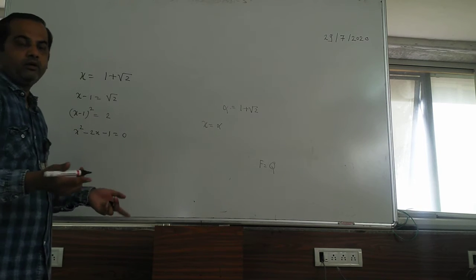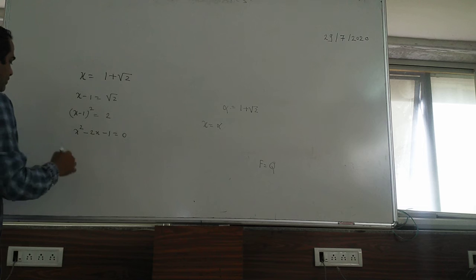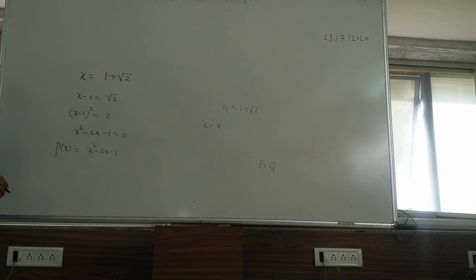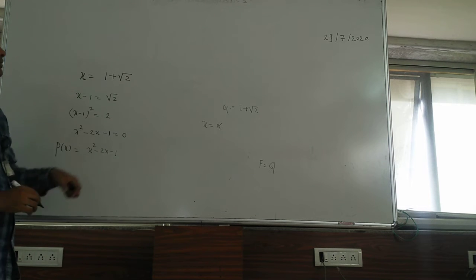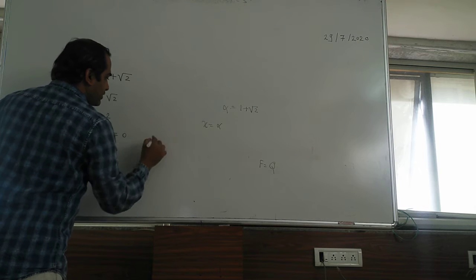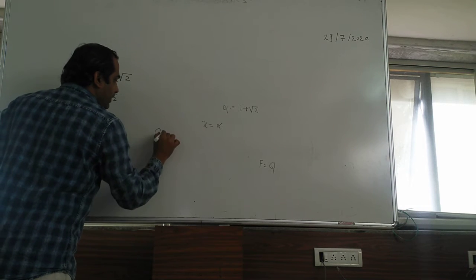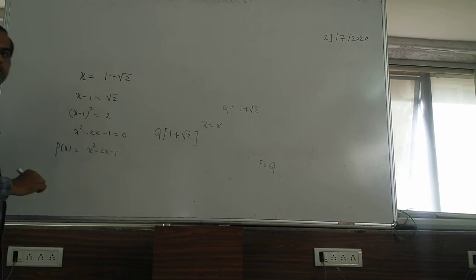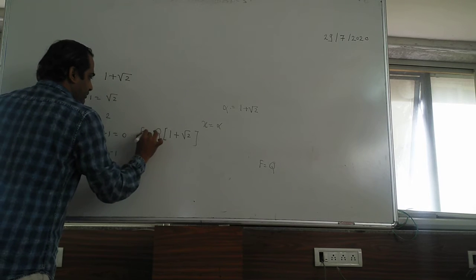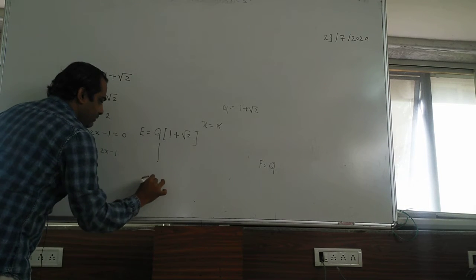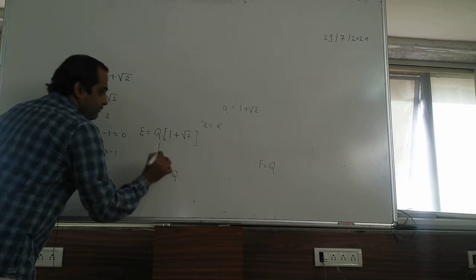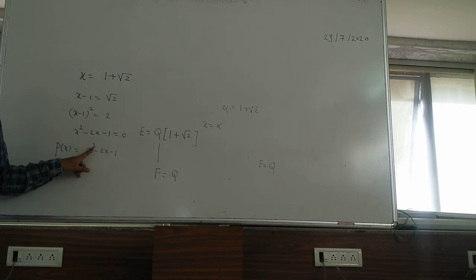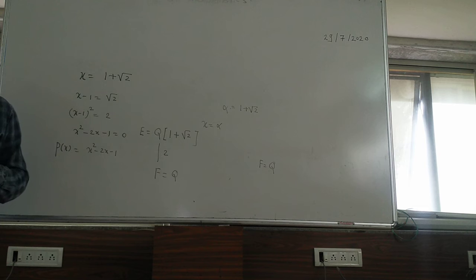So this is an irreducible polynomial of degree greater than 1. So what is the polynomial P of x? It is x square minus 2x minus 1, related to 1 plus root 2. Okay, so if you attach this alpha to Q, then this becomes a field extension over F, where F is your Q. See the degree. So the degree of extension is 2.